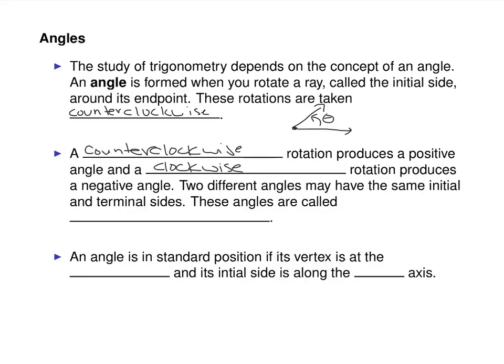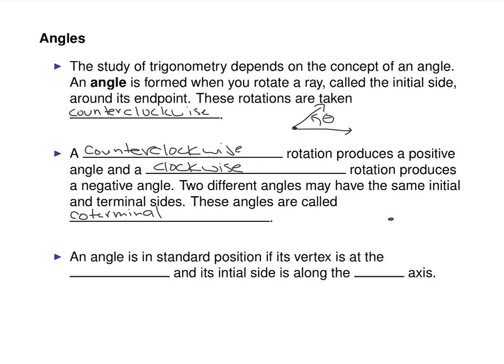So are angles unique? Like if I give somebody one angle measure and give somebody some other angle measure, are they always going to be different angles? No. For example, I could give you 90, I could give you negative 270, and they're the same thing. Does that make sense? So two different angles may have the same initial and terminal sides. These angles are called coterminal, meaning they terminate in the same place.